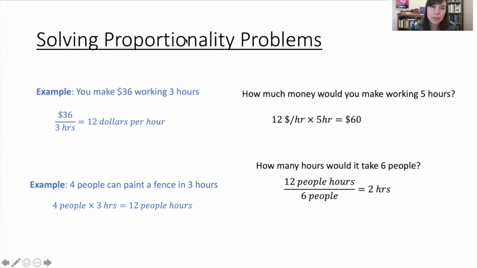The other way to realize it is that, okay, you've got your 12 people hours and that's equal to A times B. And here your A is 6 people.